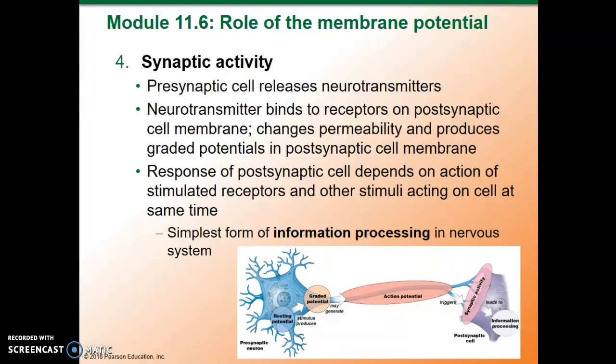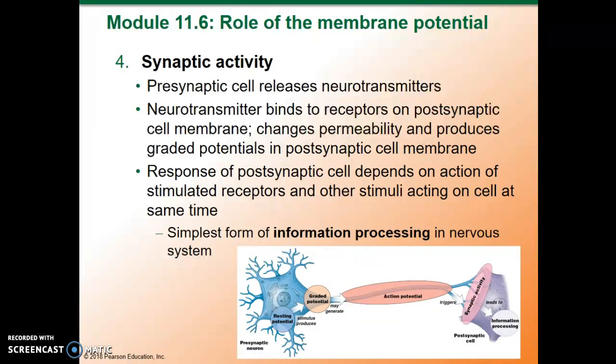As that action potential moves toward the end of the axon, it is going to trigger the release of neurotransmitters from the presynaptic cell. The neurotransmitters are released from the presynaptic neuron, travel across the synaptic cleft, and bind to receptors on the postsynaptic cell membrane. This changes the membrane and changes the potential of that membrane, and it produces a graded potential.